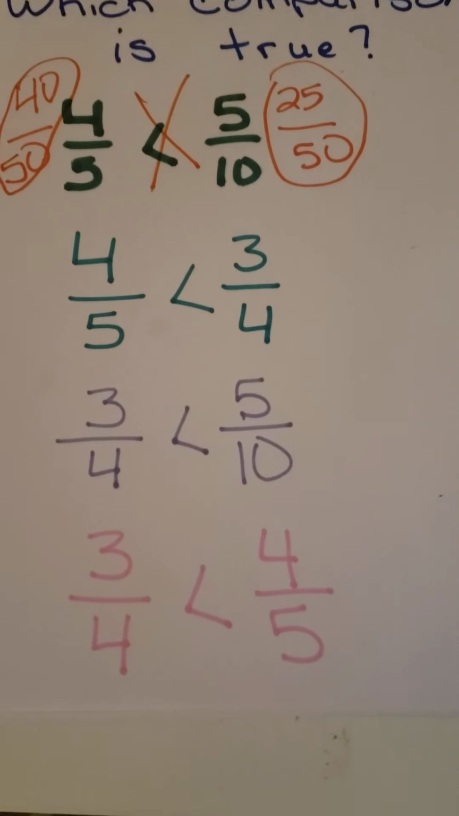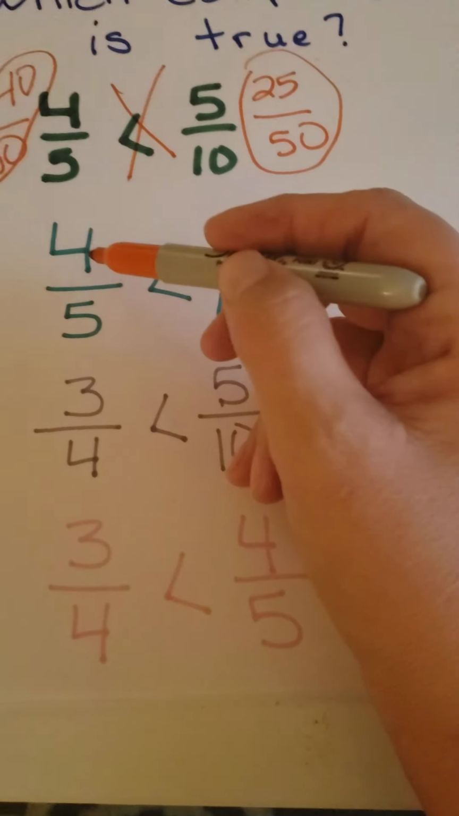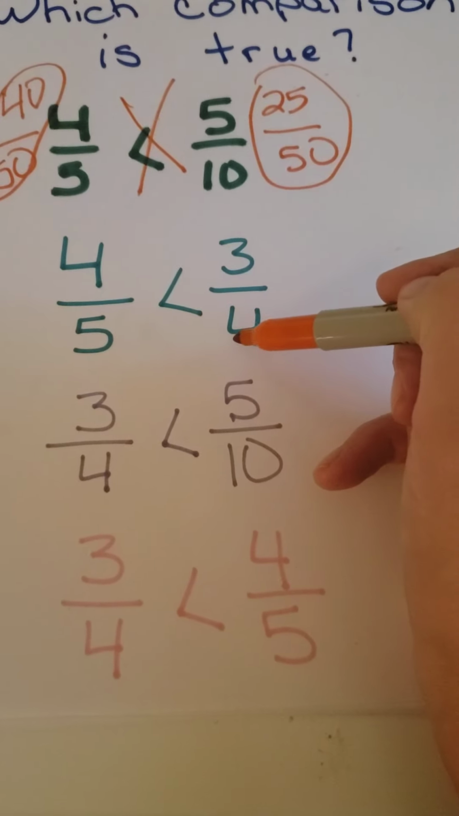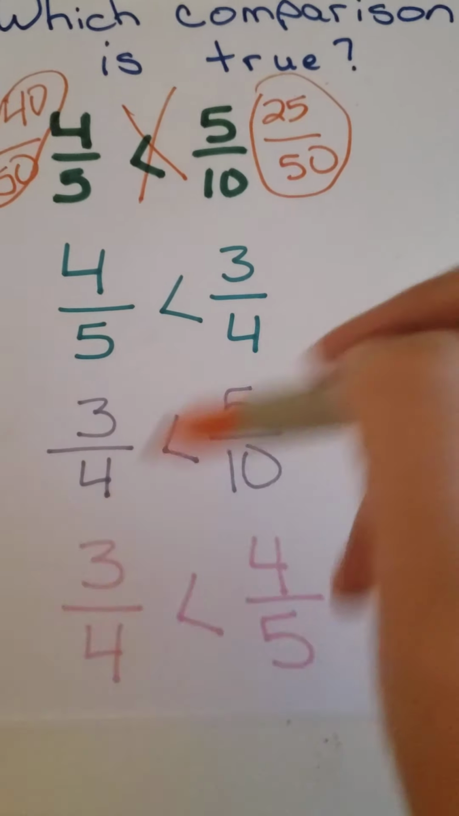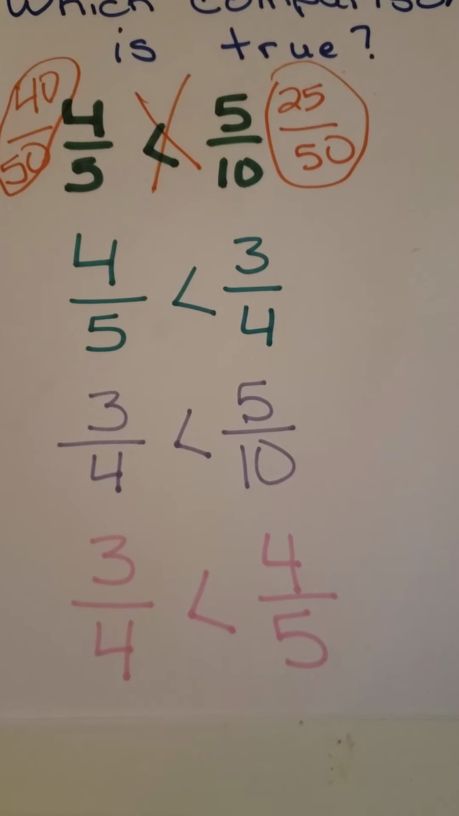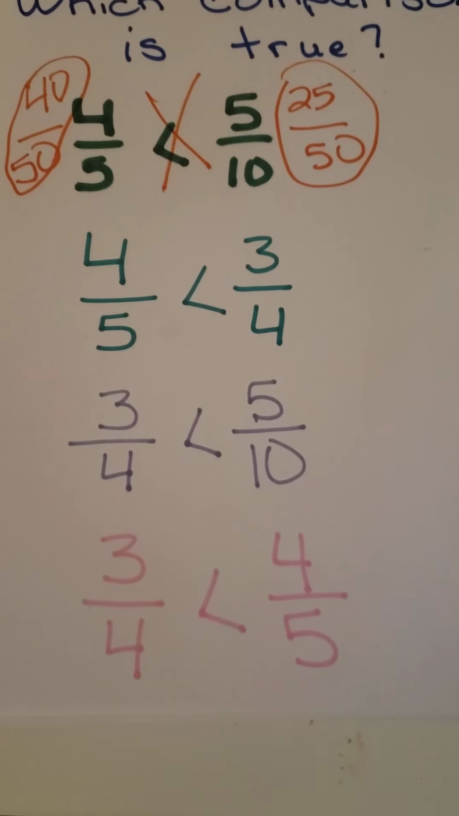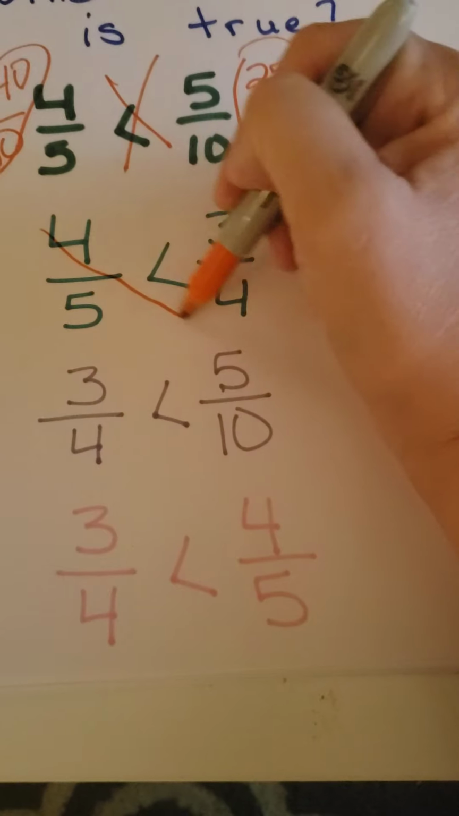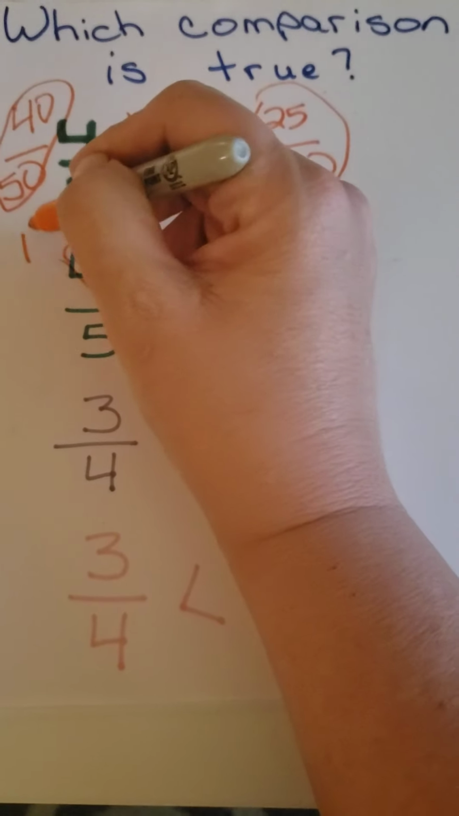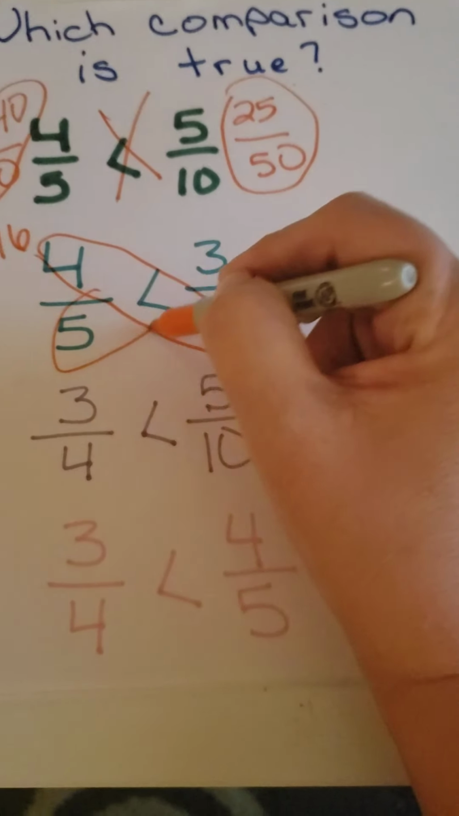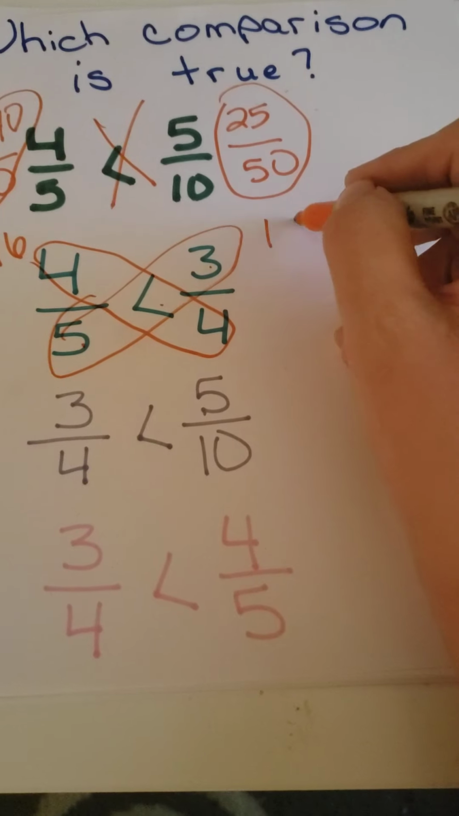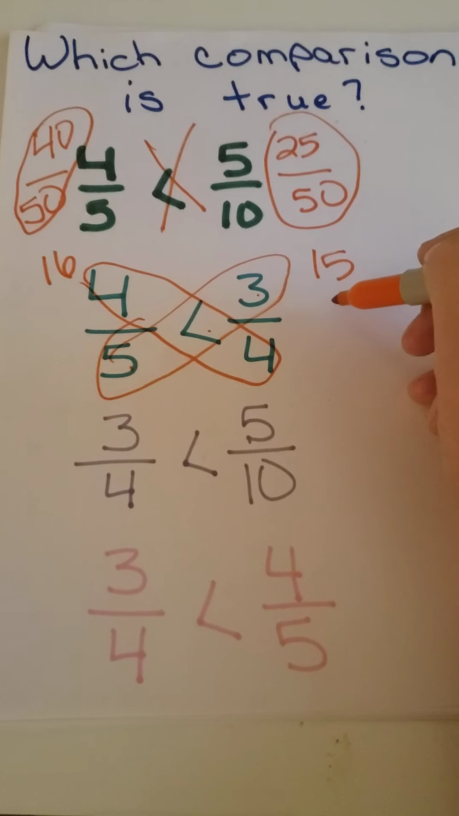Okay, let's look at the next choice. 4/5 is less than 3/4. Do they have the same denominator? No. So we cannot compare them. We need to cross multiply. So we're going to go across. 4 times 4 is 16. Cross multiply. 5 times 3 is 15, right?